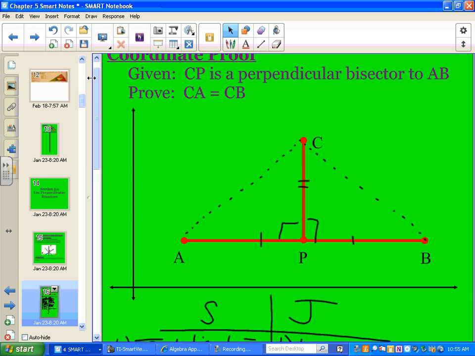Yes. Third angles theorem, not sides. Third angles theorem.